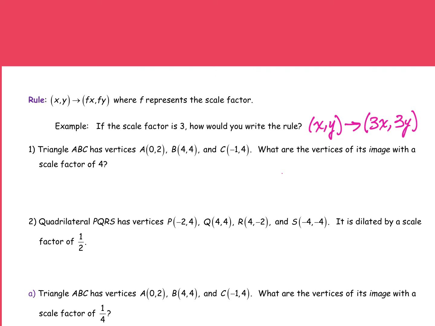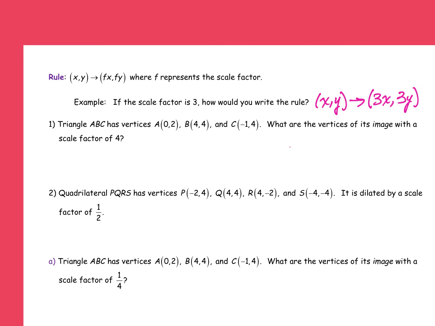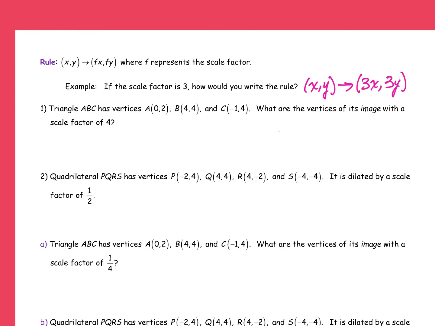Right? Super easy, yeah? Now, if I have a point, so now we're going to talk about what to do if it's a point, right? If triangle ABC has the points A, B, and C, what are the vertices of its image with a scale factor of 4? So then what my rule is here. Okay. So I can write my little rule over here so I know I'm going to take each x and each y and I'm going to multiply it by 4. And that's it.